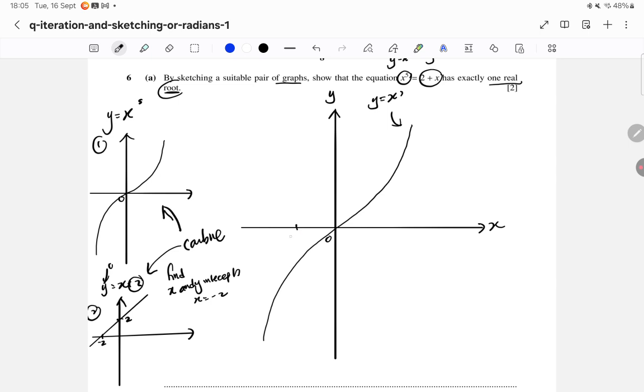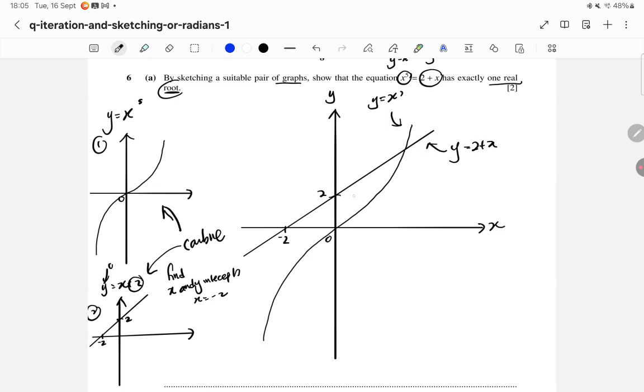Then we're going to draw another graph. It's best to use a ruler in your exam to get a more accurate drawing. Just for the sake of this, I don't really have a ruler with me, so it would be more accurate if you use one. You're going to get something like this. I'm just going to adjust my graph. And once you draw your graph, don't forget to label it: y equal to 2 plus x.